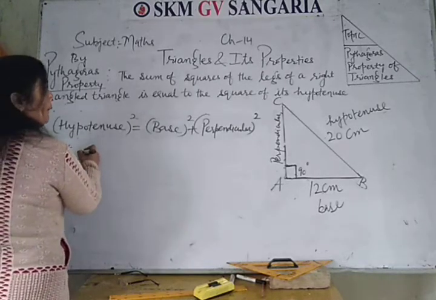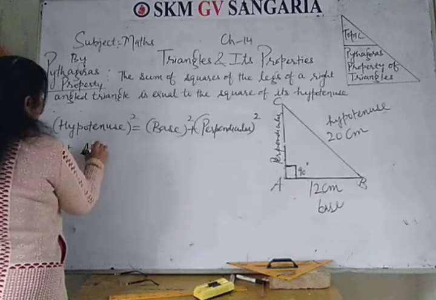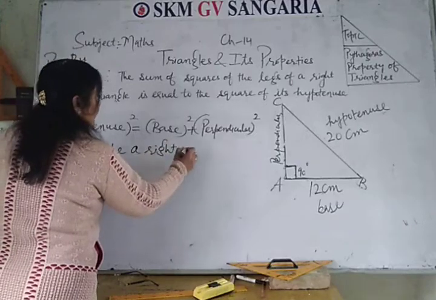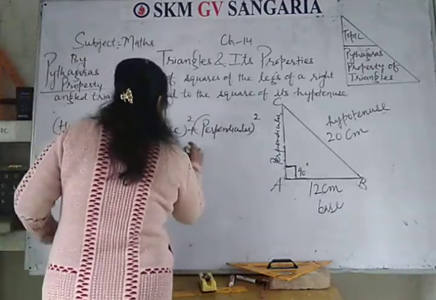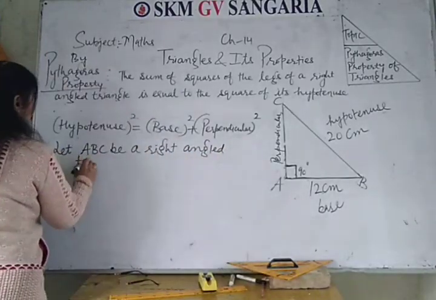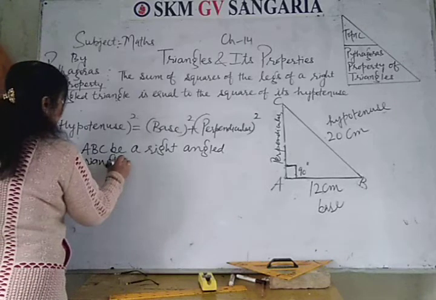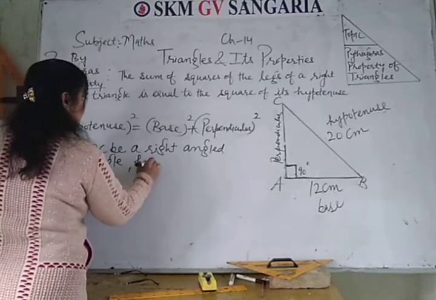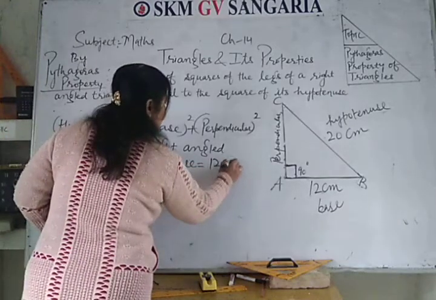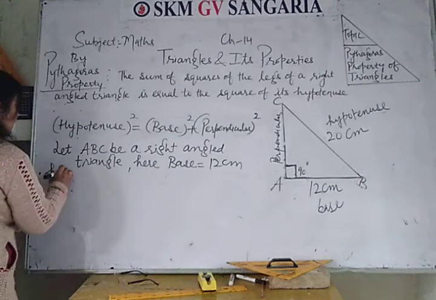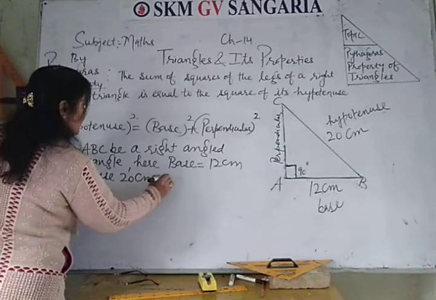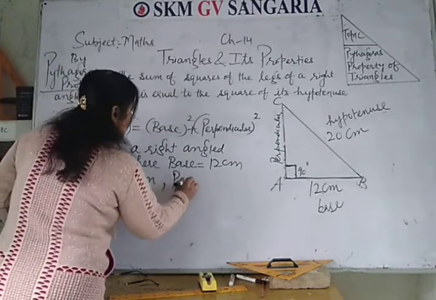Let ABC be, you can name, a right angle triangle. Here the base is equal to 12 centimeter, the hypotenuse is 20 centimeter, and the perpendicular is missing here.